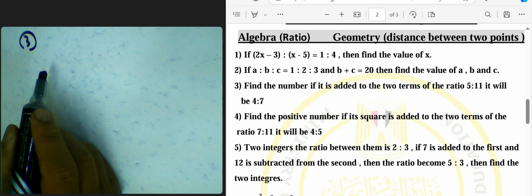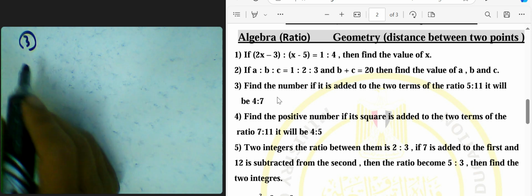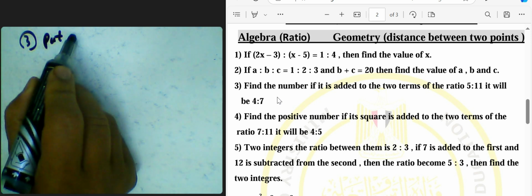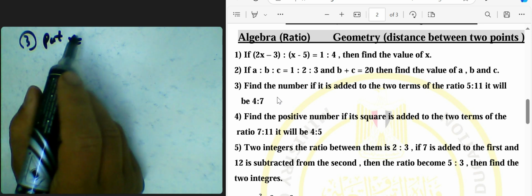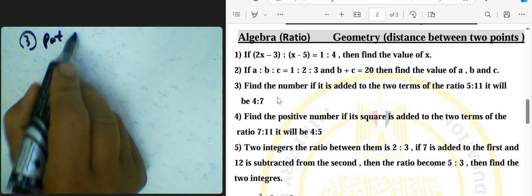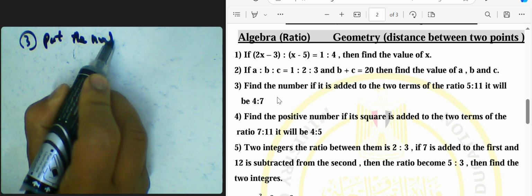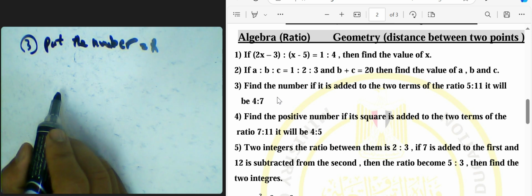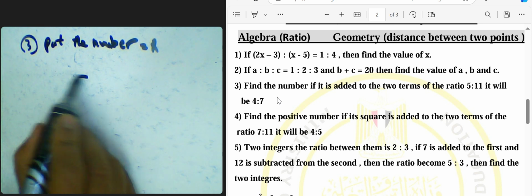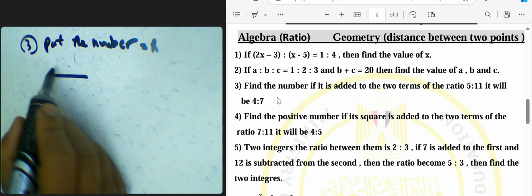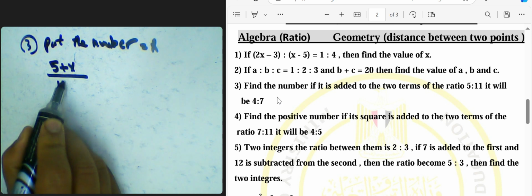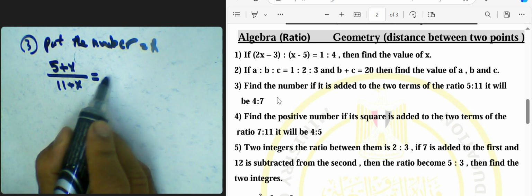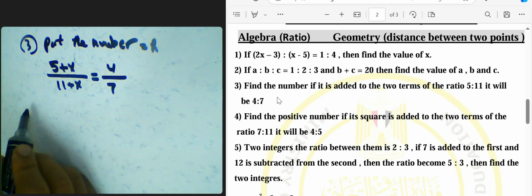Find the number. If it's added to the two terms of the ratio 5 to 11, it will be 4 to 7. Put the number as x. We add this number to 5 and 11: 5 plus x over 11 plus x. The result will be 4 over 7.